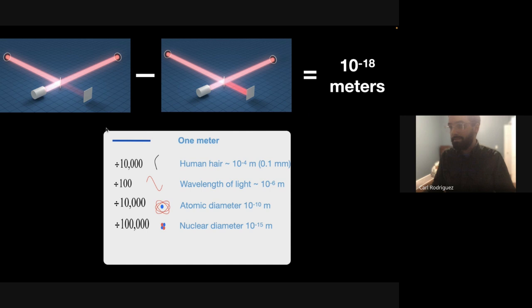If I divide that by 100,000, that gets me to the nuclear diameter, roughly the size of a proton or a neutron. And if I divide that by another factor of 1,000, that gets me to 10 to the minus 18 meters. That is the sensitivity of a gravitational wave detector. We're talking about something that is measuring 1,000th of the diameter of a proton, which is an absolutely absurd measurement to be able to do. What's even more absurd is that it appears to have worked.